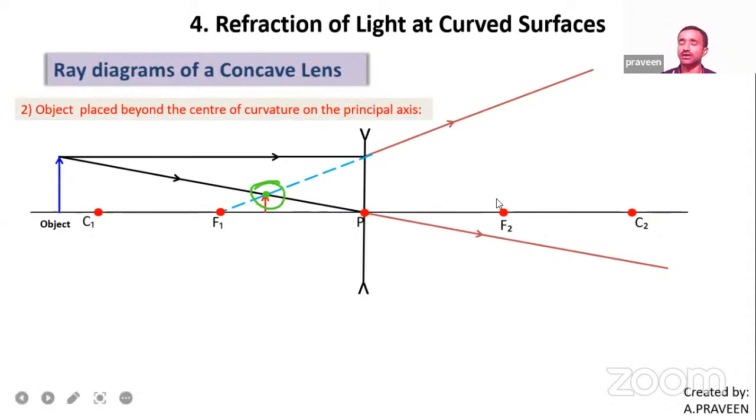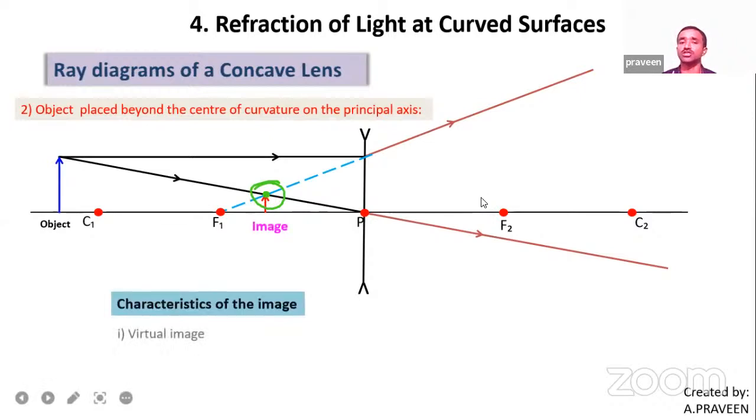Then the characteristics of the image: virtual, because diverging light rays are giving it. Then, facing direction upward, same as the object, so erect. Then diminished: the object is large, the image is smaller, so diminished. Then the position is between F1 and P, pole and focus. Next we'll go for other positions, but no explanation, just observe.